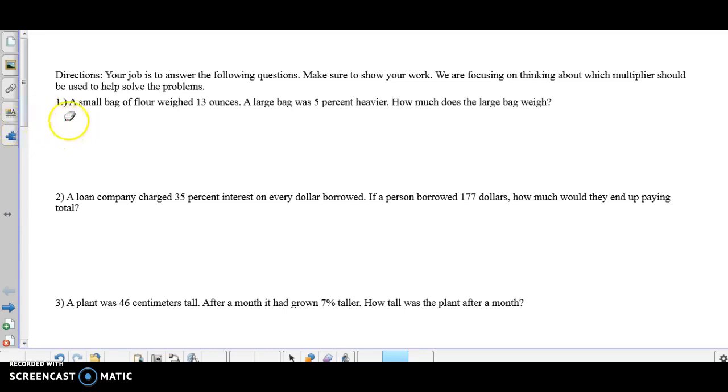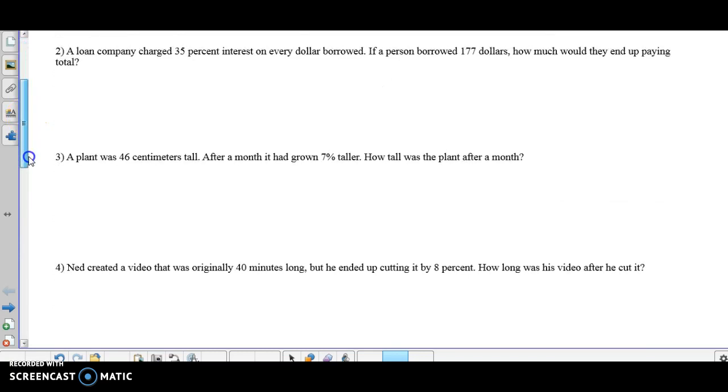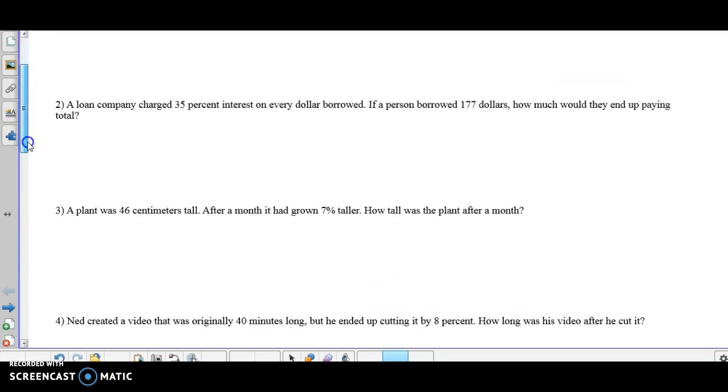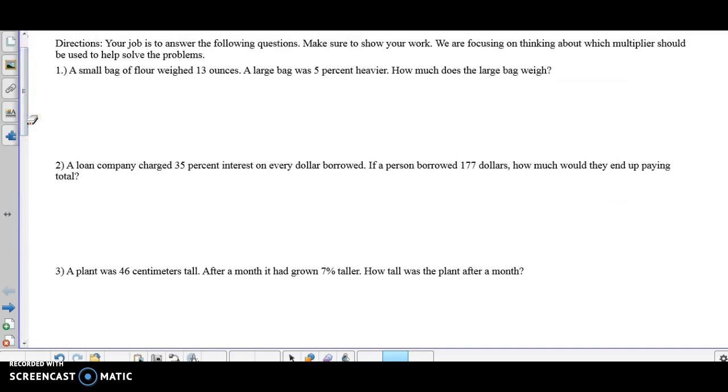We are going to be working on number 1 and then on number 4, because there are two different types of questions. So those will be good questions to go through so you have good examples.